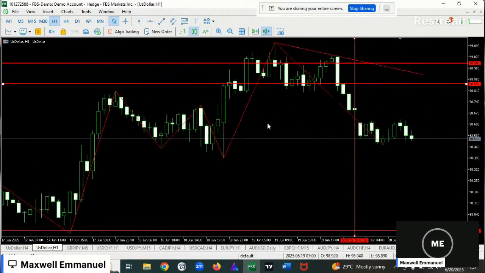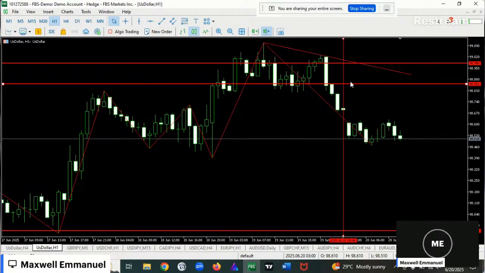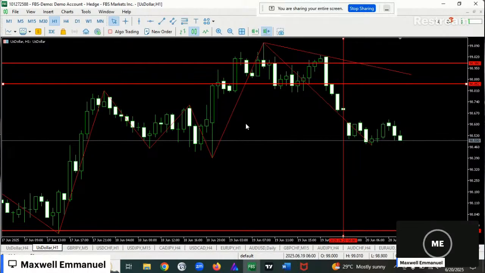So my bias for the dollar is bearish. And if the 4-hour candle closes above this fair value gap, you should expect more buys on the dollar index. But if there's a strong rejection after price fills this gap, if there's a strong reversal after price fills this gap, then we should look for sells. So that's my take on the dollar for today's market.